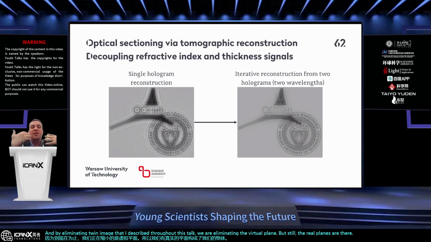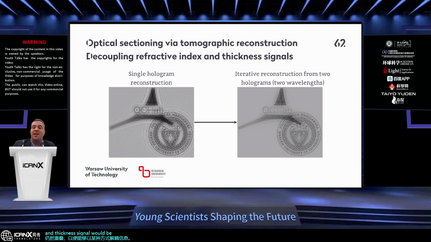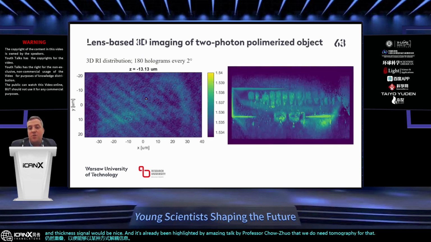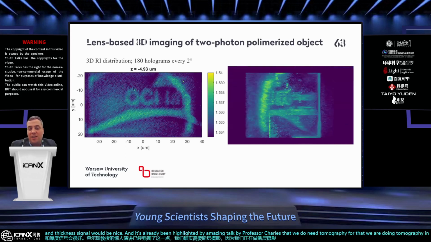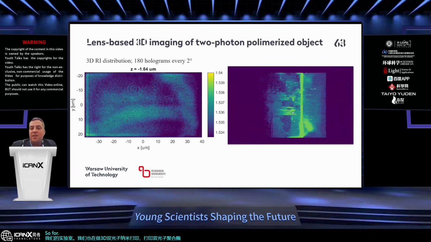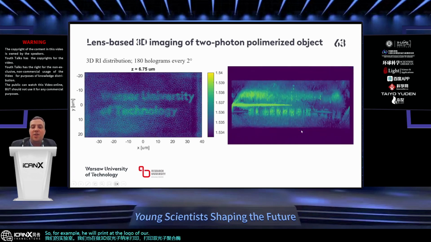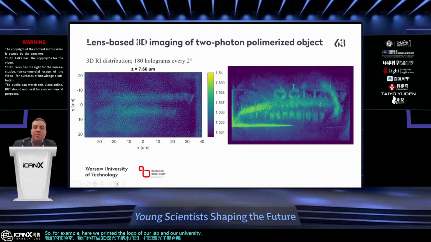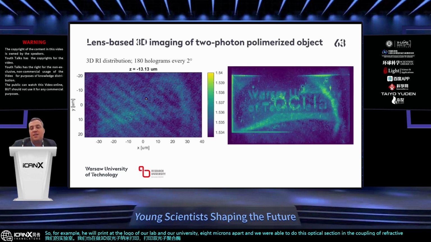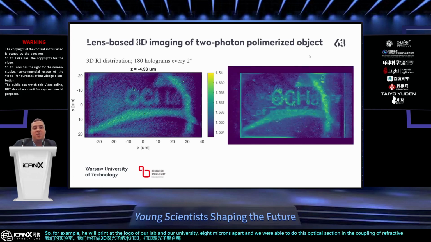So to be able to somehow decouple the information of refractive index and thickness would be nice. And it's already been highlighted in the amazing talk by Professor Chao Zuo that we do need tomography for that. We are doing tomography in our lab. We are also doing 3D two-photon nanoprinting, two-photon polymerization. For example, here we printed the logo of our lab and our university, 8 microns apart, and we were able to do this optical sectioning and decoupling of refractive index from the optical thickness via tomography.